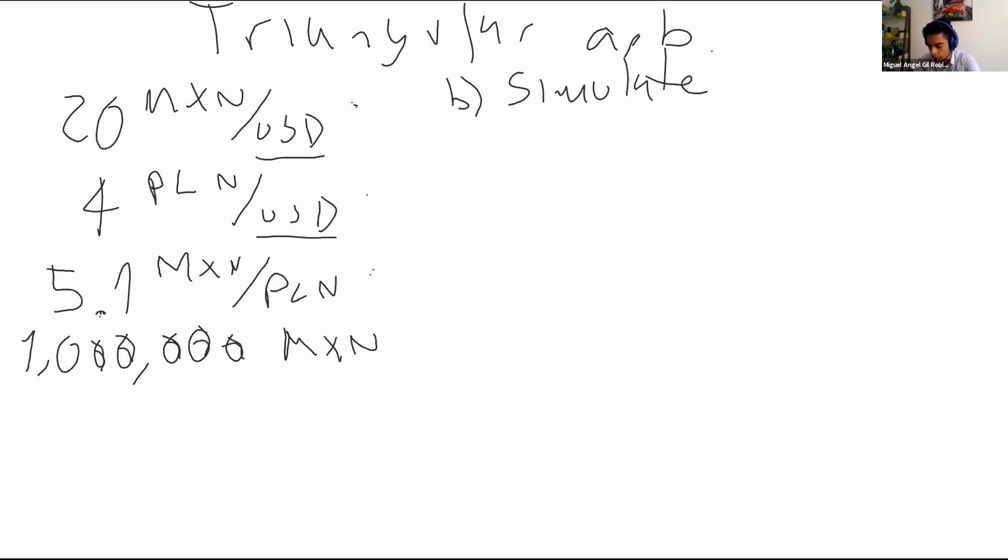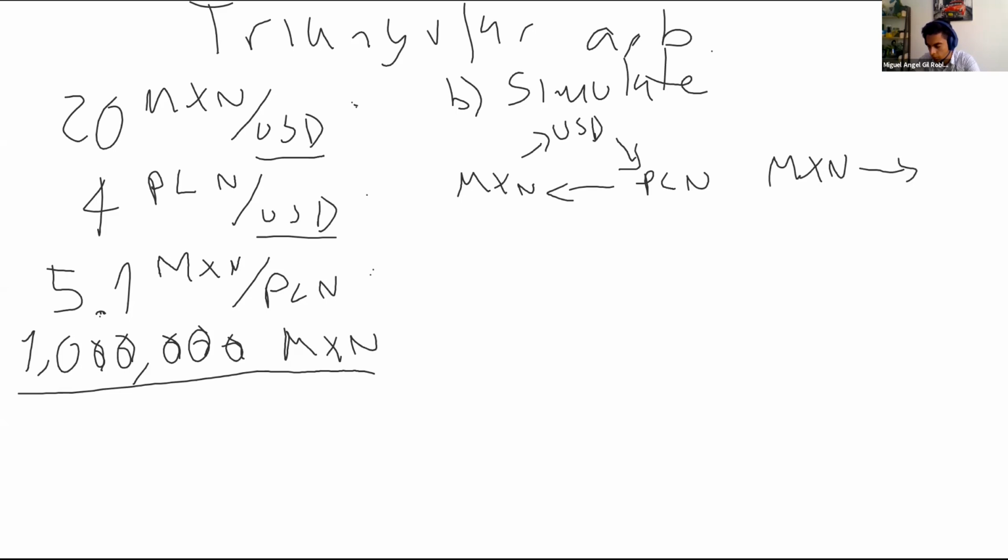The first step is to draw or imagine the 2 strategies that you can make. Since you have 1 million pesos, you will start in Mexico for sure. And then you have 2 options. One option is to exchange your pesos to dollars, then from dollars to zloty, and then go back to pesos. Or you can do the opposite: go to Poland, then to the US, and come back to Mexico. That's the second option.